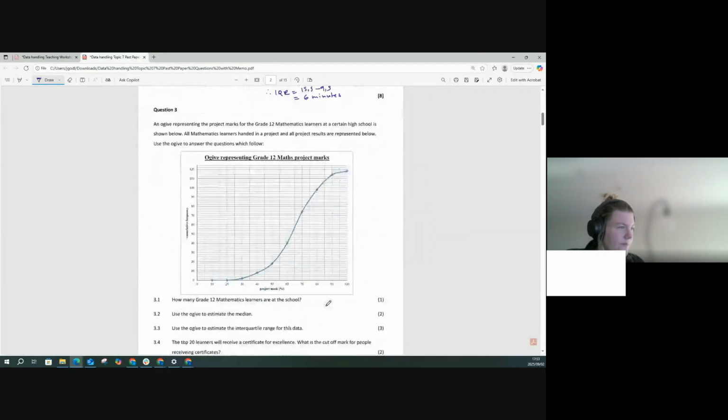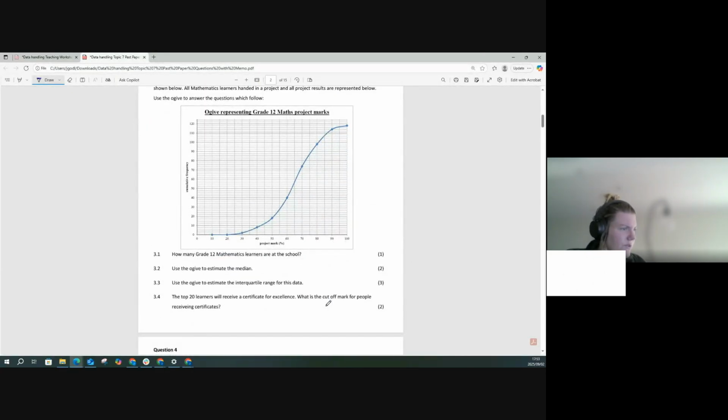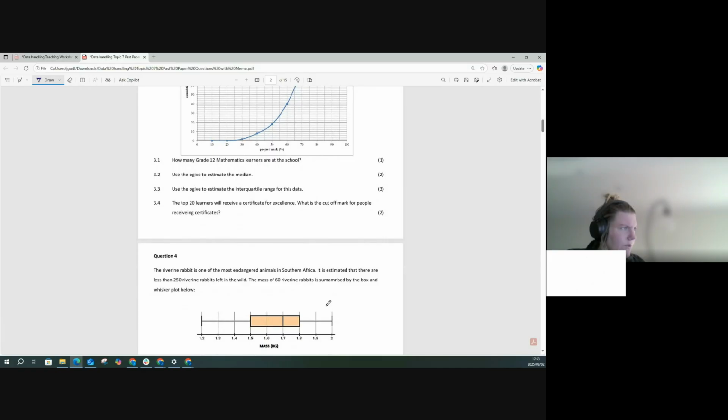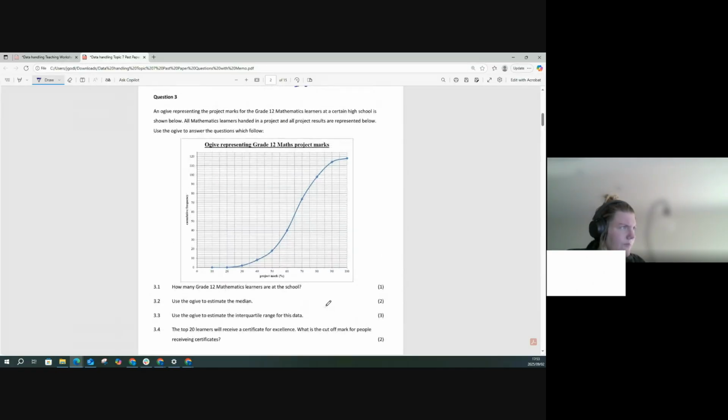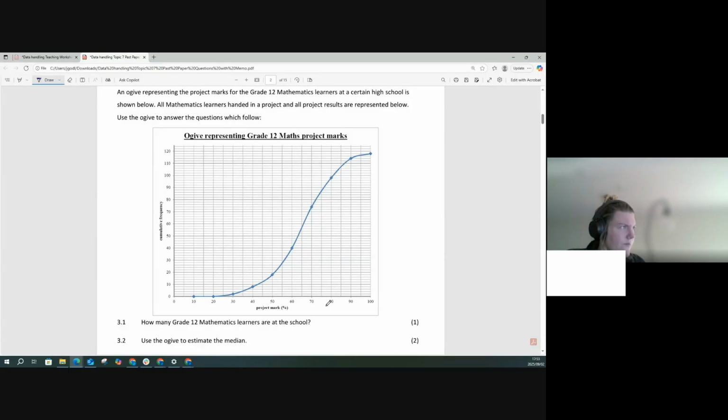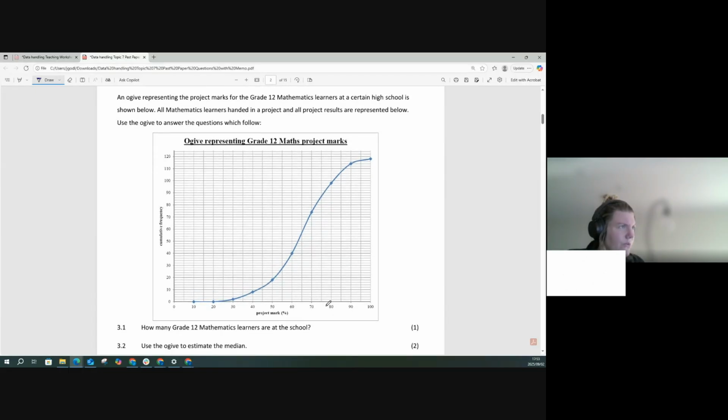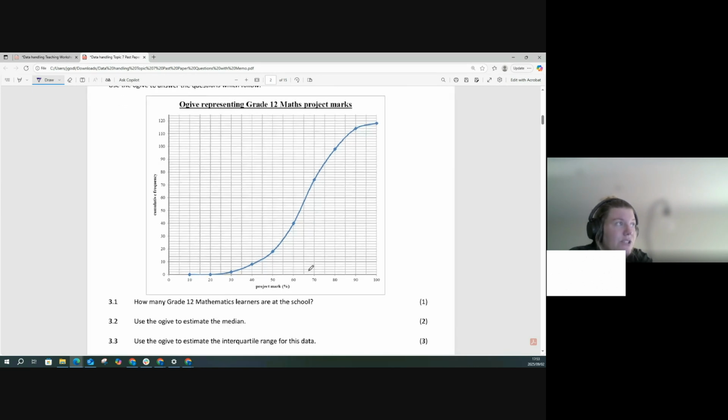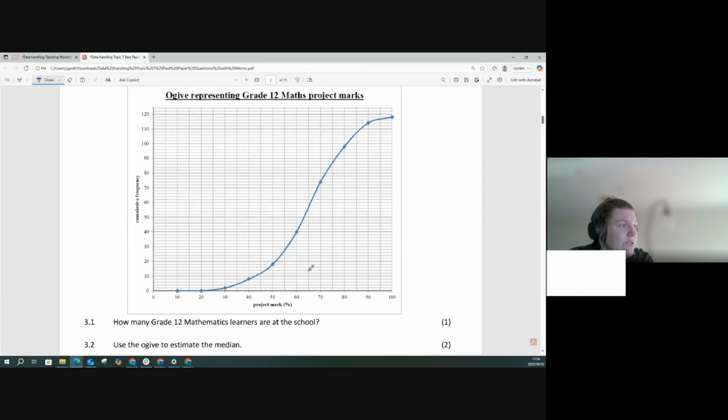Let's find this. Okay. This one's a little bit easier to read off. So this ogive is showing project marks for grade 12 maths learners. All mathematics learners handed in a project and all project results are represented below. Use the ogive to answer the questions that follow. So let's start with the first two. How many grade 12 maths learners are at the school? And then use the ogive to estimate the median.